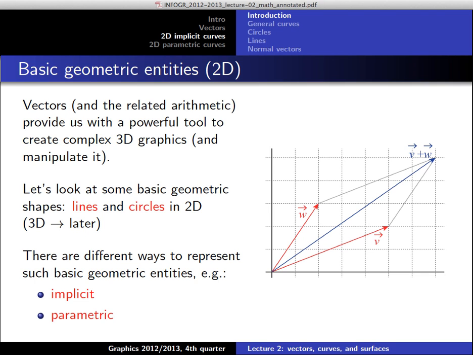And there are different ways, of course, to describe these objects in 2D, and later, next week, in 3D. Two of the most important ones that are often used in graphics are the so-called implicit and the parametric representation. So let's start with the implicit representation.